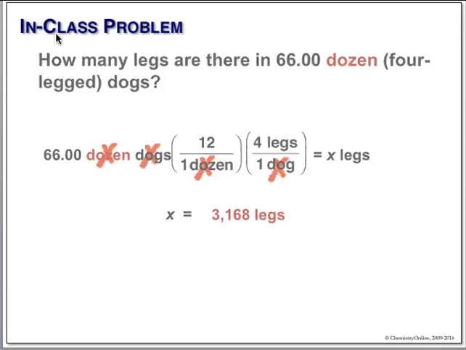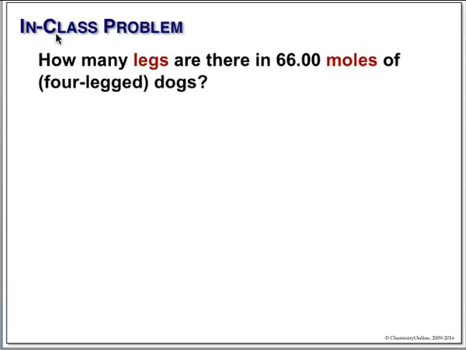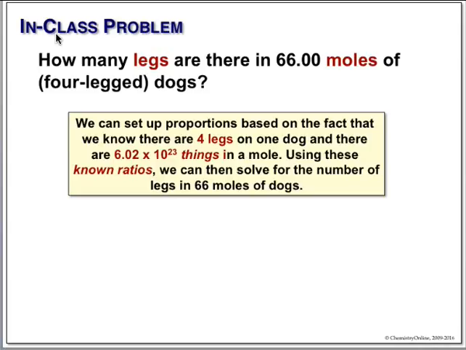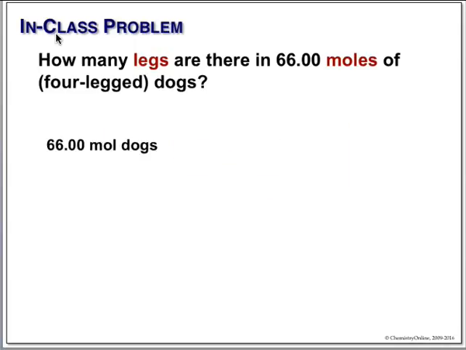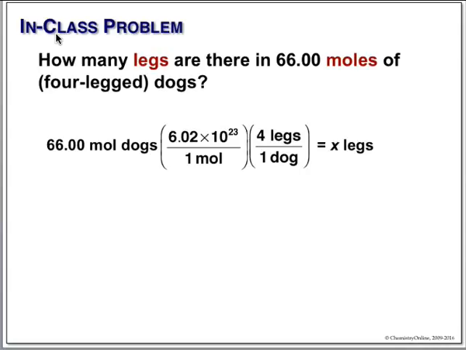Let's do the same thing now with moles. How about 66 moles of four-legged dogs? Going to do it exactly the same way, but instead of 12 things per dozen, we're going to do 6.02 times 10 to the 23rd things per mole. So we start off with our given. We know that there are 6.02 times 10 to the 23rd things in a mole, and that there are four legs per dog. Once again, moles are going to cancel now, dogs are going to cancel, and we're just left with legs.